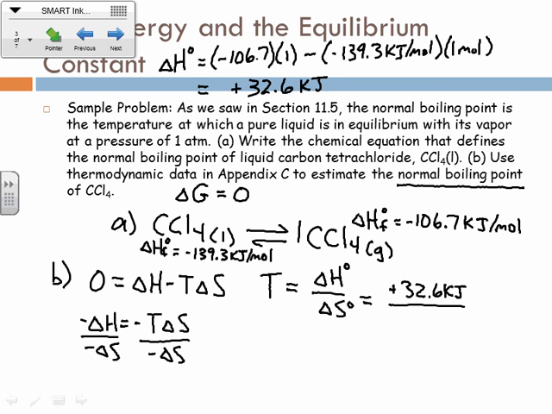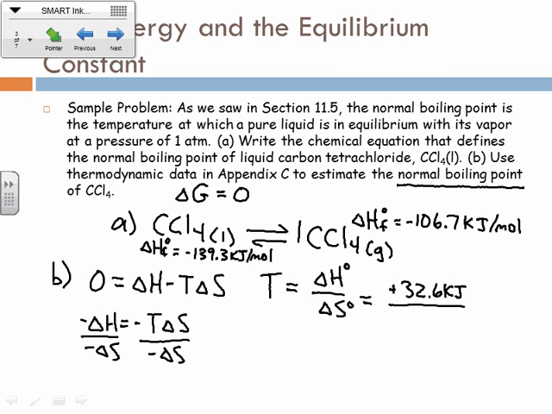Divided by the delta S. Now we've got to figure out the delta S. Again, we would want to look in the back of the book, or online, or wherever you can find this information, and find the S of, so not even the S of formation, it's just the entropy of this particular thing. So the entropy of the liquid is 214.4.